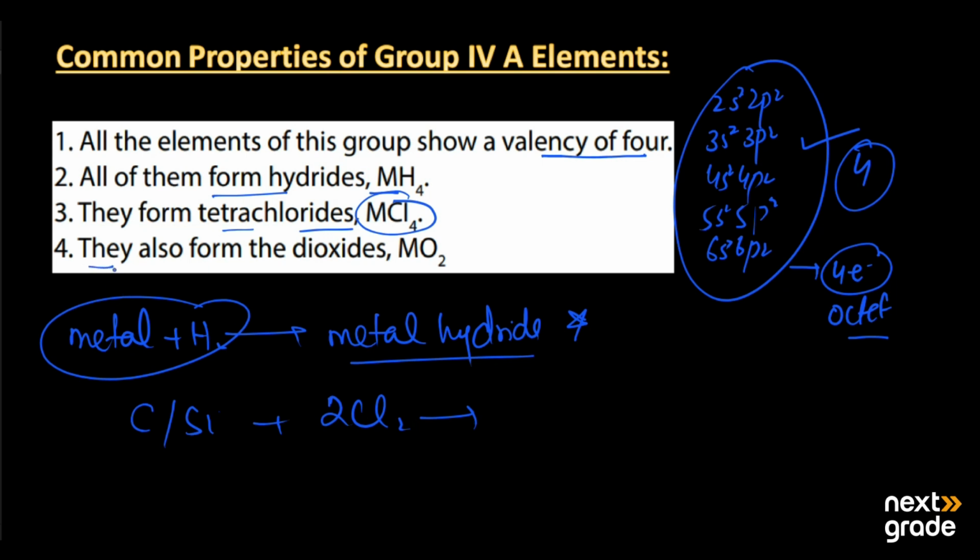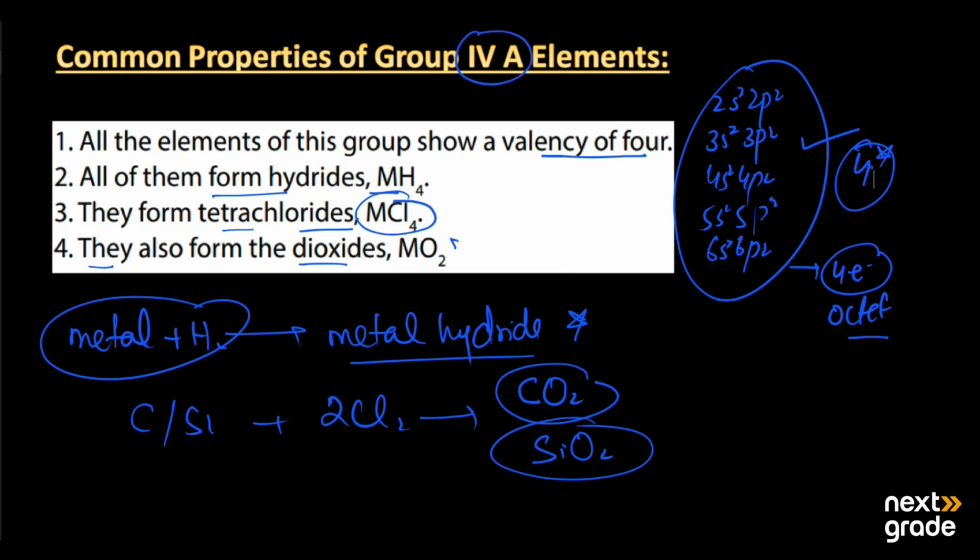The fourth similarity is that they can also form dioxides. For example, carbon can combine with oxygen and change into carbon dioxide. Silicon can react with oxygen and change into silicon dioxide. So these are the common properties of the group 4 elements. The reason is that they have group number 4 and 4 electrons in their valence shell, which makes them similar in the formation of chlorides, hydrides and dioxides, because they can combine with 2 oxygen atoms.